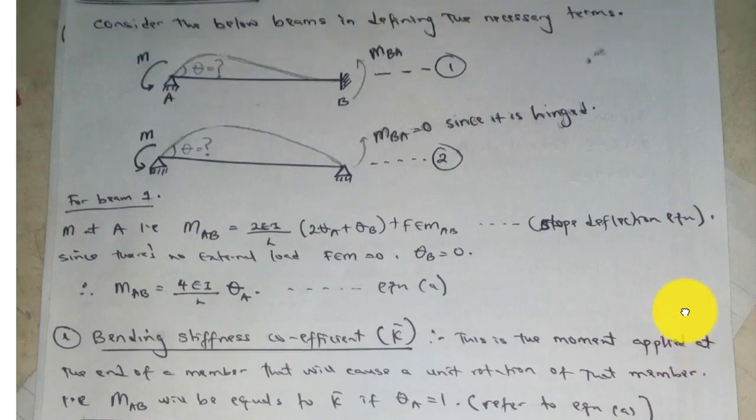It skipped my mind. I did not do the analysis for beam 2. But for beam 2, you can see it is a hinge. So that means we cannot just use this slope deflection method, because here we shouldn't be talking about the kinematic indeterminacy. We should be concerned about the static indeterminacy, right? So if you want to use that, you have to use the modified slope deflection equation.